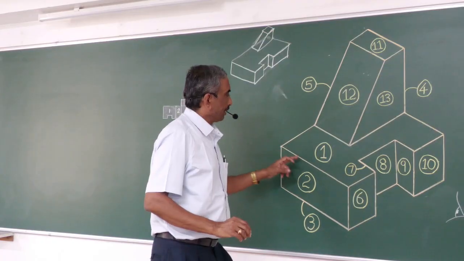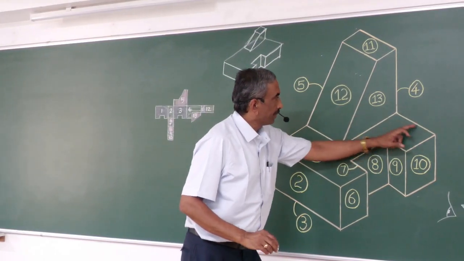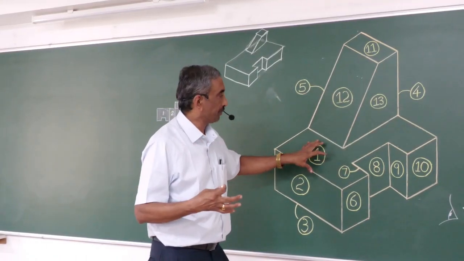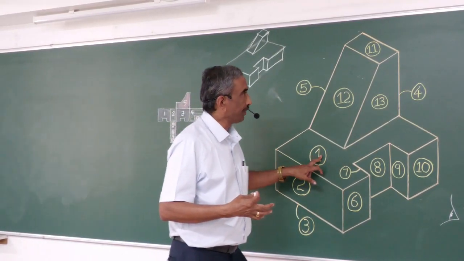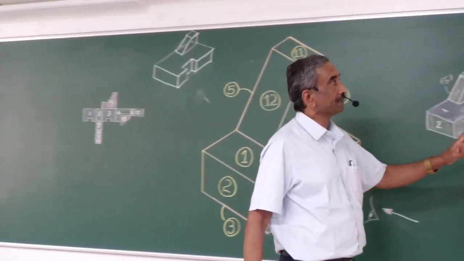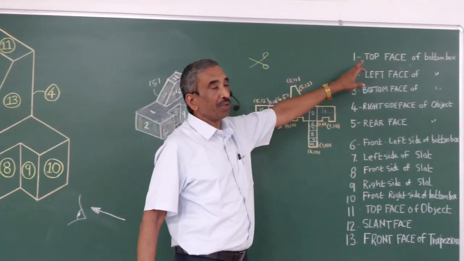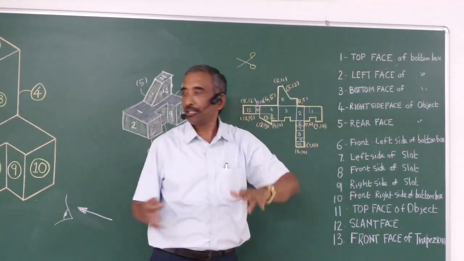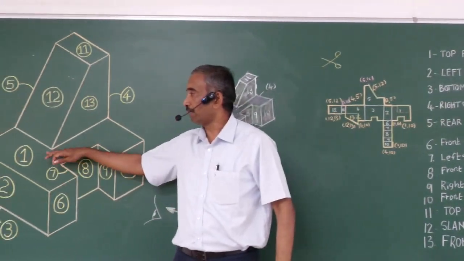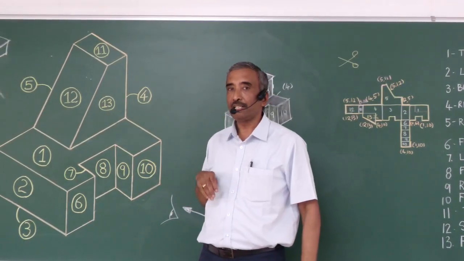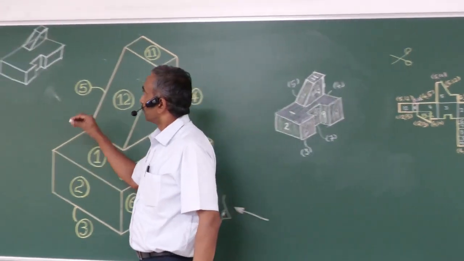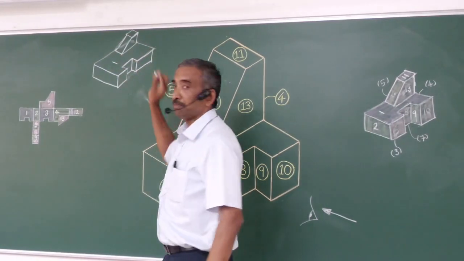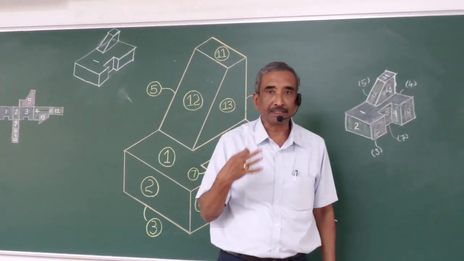So this is my face number 1. I had given some name for this face. The name for the face 1 is top face of bottom box. So I call this as a bottom box and I call this as the top face of the bottom box. So this is my top face of the bottom box. We'll be calling that as number 1.